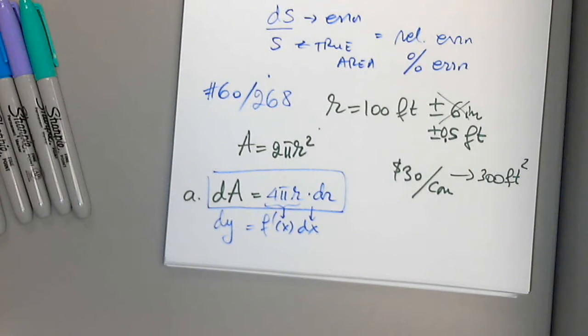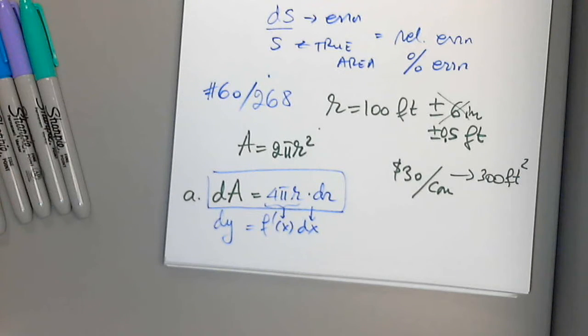So please understand the difference between A prime and dA. A prime would be 4 pi r. Done. But dA has to have this piece in it, and you will see why I need this piece in integrals later on. So dA is a differential of A, which is f prime times dr. A prime would only be 4 pi r. But the differential, remember, is f prime of x dx, so 4 pi r dr.